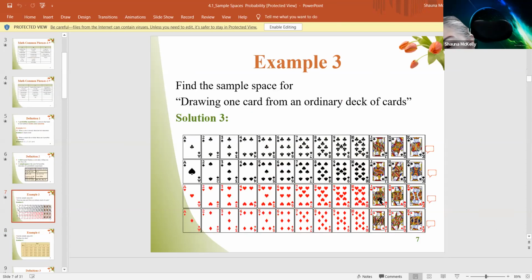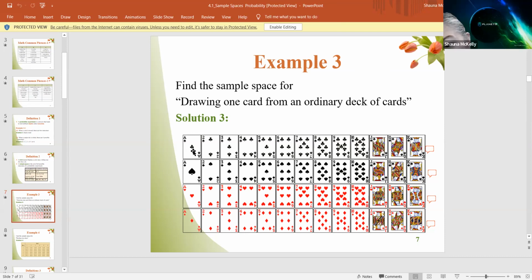This is another, she'll probably get to this. I just want to give you some more examples of sample spaces. You may not use cards in your class, but this is the sample space for a deck of cards. It's right here. So if you have any card probabilities, your sample space is right here. These are all 52.